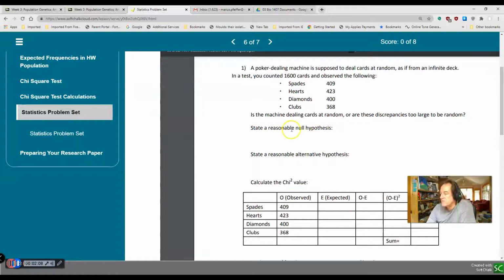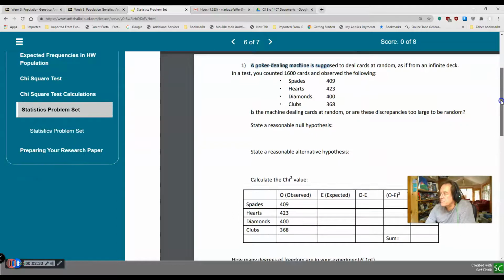So the null hypothesis, null just means no effect, so there's no difference between these numbers and the numbers you're comparing them to, which is 400 versus 400 versus 400 versus 400. And an alternative hypothesis is the question we're interested in: does the poker card dealing machine have some sort of internal bias? And that's what we'll answer with the statistical test, and that's kind of the point of statistics.